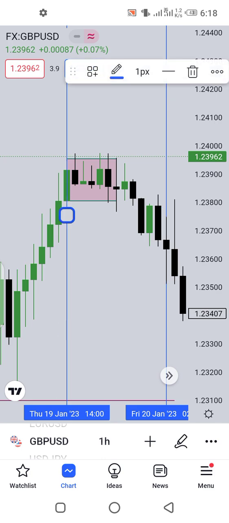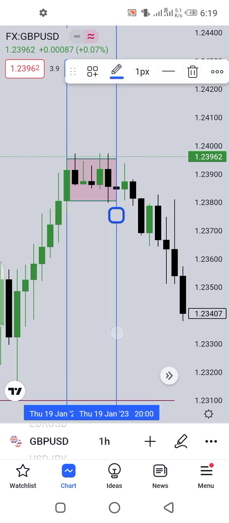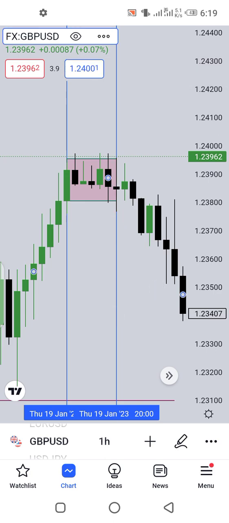Look at it here. This is 14 New York time. So you put your time frame on 1 hour and draw a vertical line at 14 New York time. Then you go to 20 New York time. This is the CBDR. CBDR means central bank's dealing range.